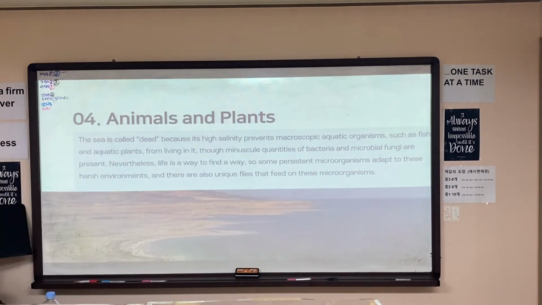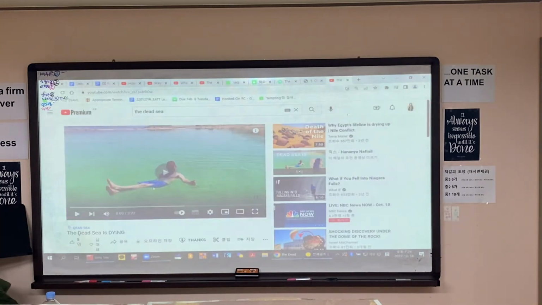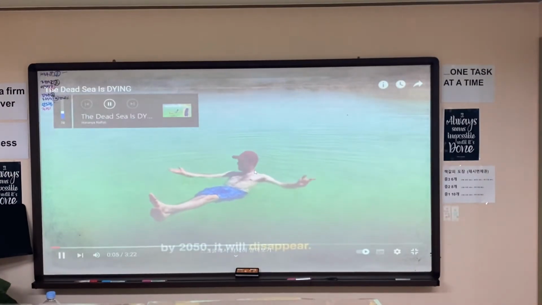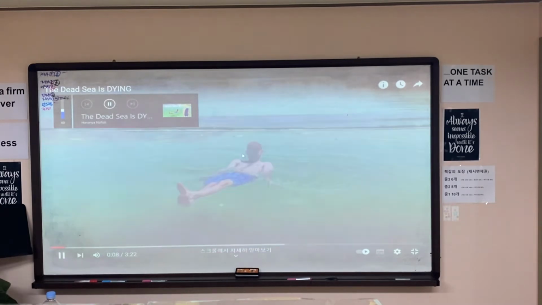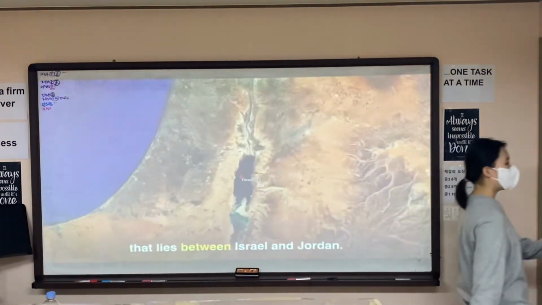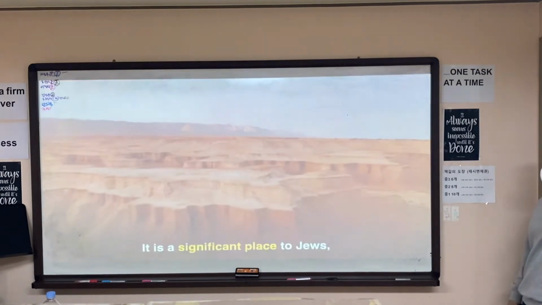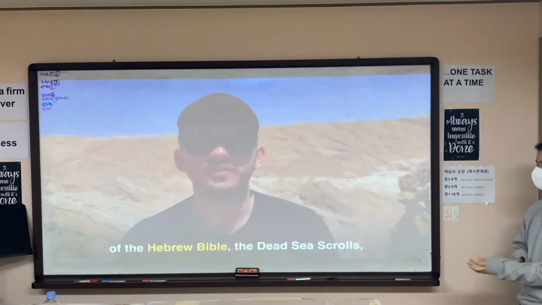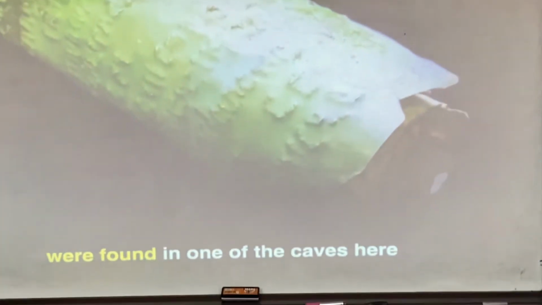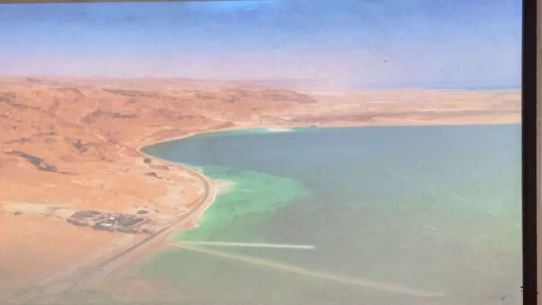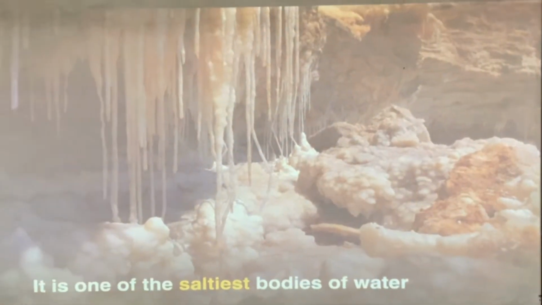Dead Sea. What's happening to the Dead Sea? I'm floating on the Dead Sea, but according to experts, by 2050, it will disappear. Really? The Dead Sea is a body of water that lies between Israel and Jordan. It is a significant place to Jews, Christians, and Muslims alike. One of the oldest known manuscripts of the Hebrew Bible, the Dead Sea Scrolls, were found in one of the caves here in the region. This place is one of the most amazing places on Earth. It is the lowest dry point on Earth. It is one of the saltiest bodies of water in the world.